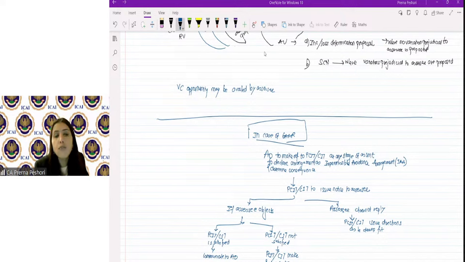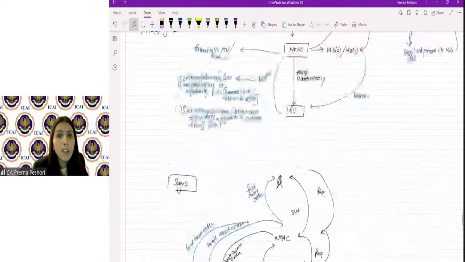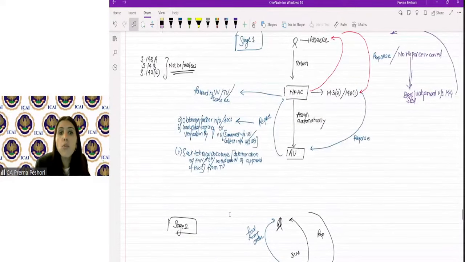Similarly, in the case of transfer pricing, for the determination of the arm's length price, the AO may not be equipped to do that. While dealing with the Faceless Assessment Center, I told you that if the AU wants, it can seek technical assistance in respect of determination of FMV or ALP. So the AU may request the NFAC to seek technical assistance from the technical unit.